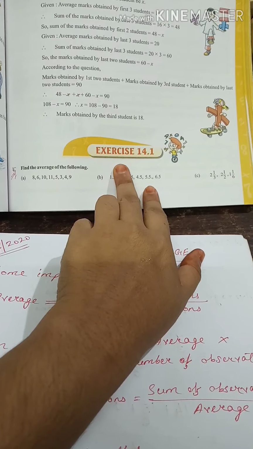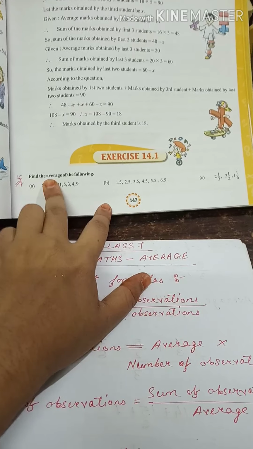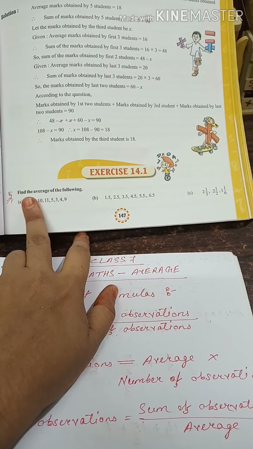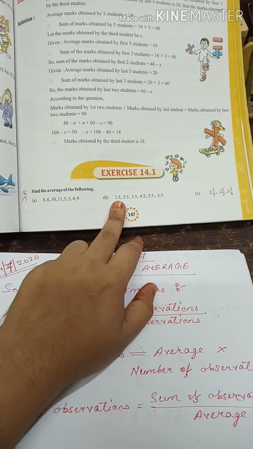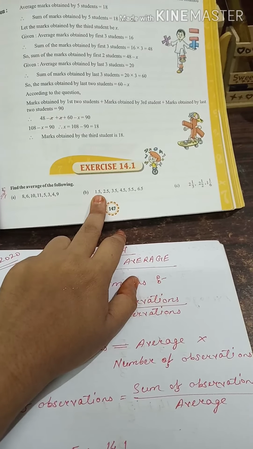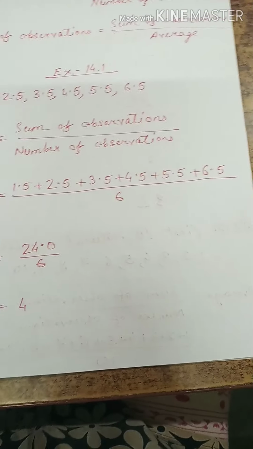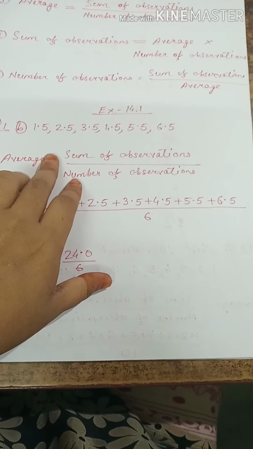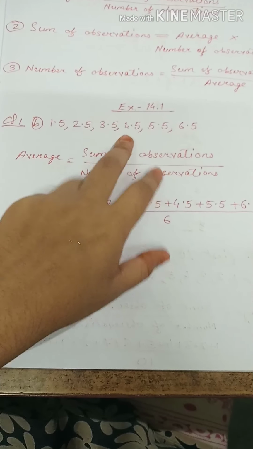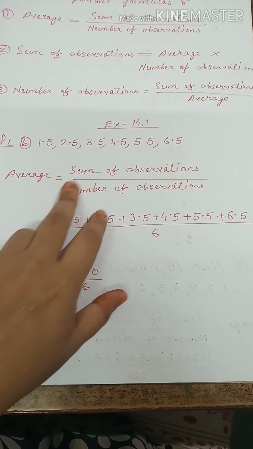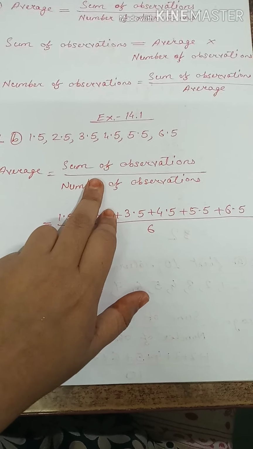Exercise 14.1. Question number 1. Find the average of the following. I have solved number 1b. See the observations given: 1.5, 2.5, 3.5, 4.5, 5.5 and 6.5. We'll write down the observations, then write down the formula first, that is, average equals sum of observations by number of observations.